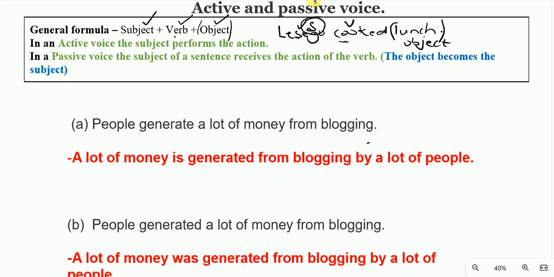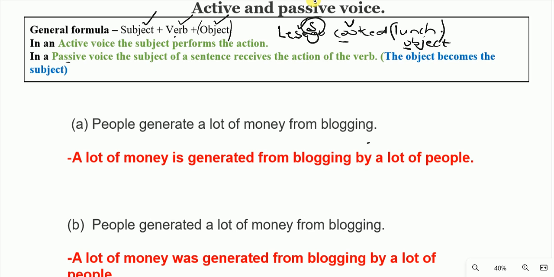Now if we were to convert the very same sentence from active to passive voice, you take the object of the sentence to become the subject of the sentence. So in a nutshell, in a passive voice, the subject of a sentence receives the action of the verb. It means that the object becomes the subject.